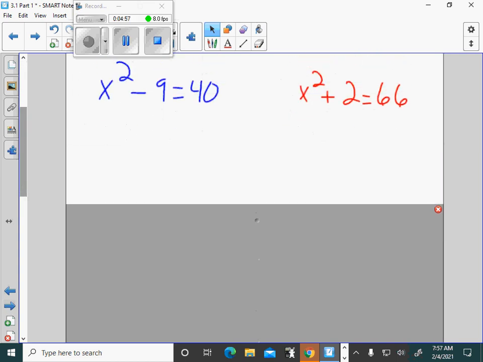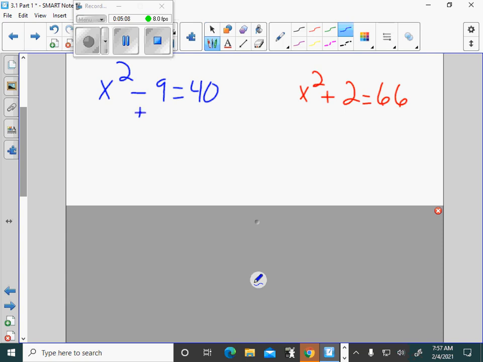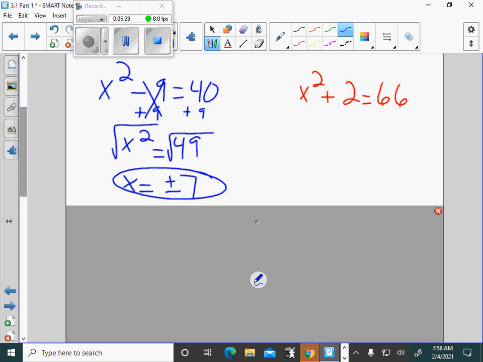Okay, we're using algebra to solve these here. My recommendation is when we just have an x squared and then anything plus or minus, we're going to take that square root last. Okay, so we're going to add 9 first. That's going to cancel out these 9s. We're going to be left with x squared is equal to 49. And from here, we just take the square root of both sides. We're left with x is equal to positive or negative 7. Have to remember that positive or negative.